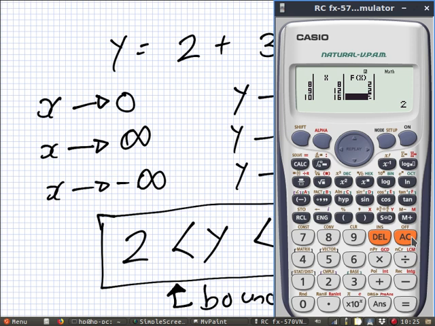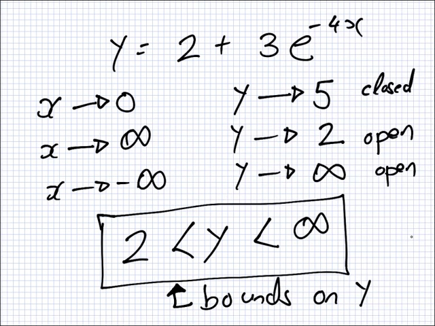So as I head to infinity, what is my y heading to? 2. Now, the calculator makes it look like I get exactly 2, but I don't. It's just being rounded off. It's slowly heading towards 2. No, actually, it's quickly heading towards 2. But it's never actually at 2. This is just being rounded. So it seems like I go between 2 and infinity, which is exactly what I said here.